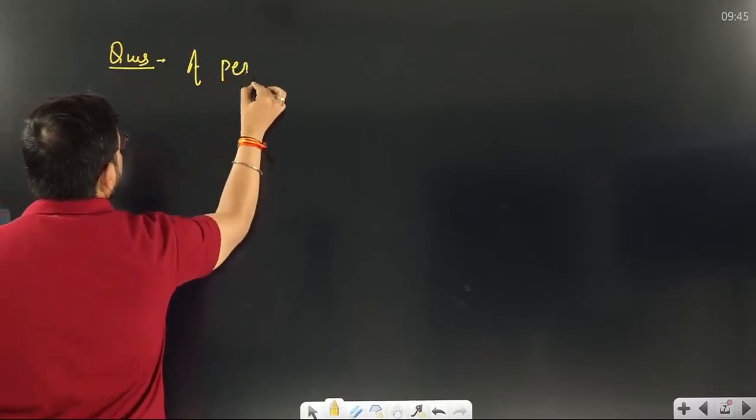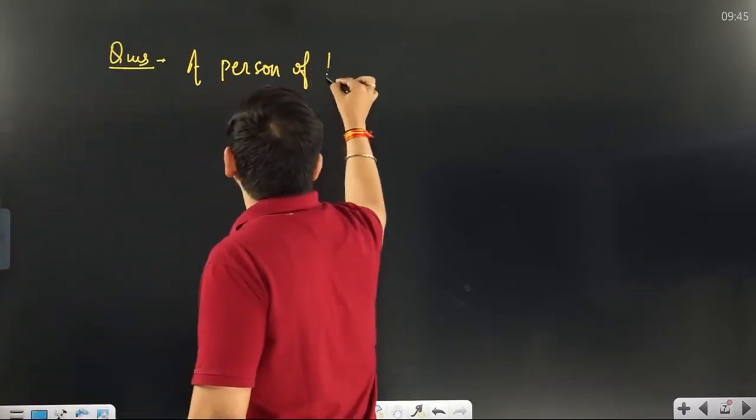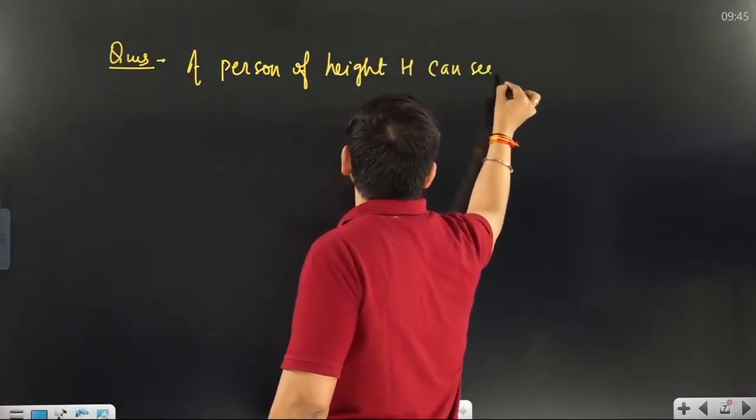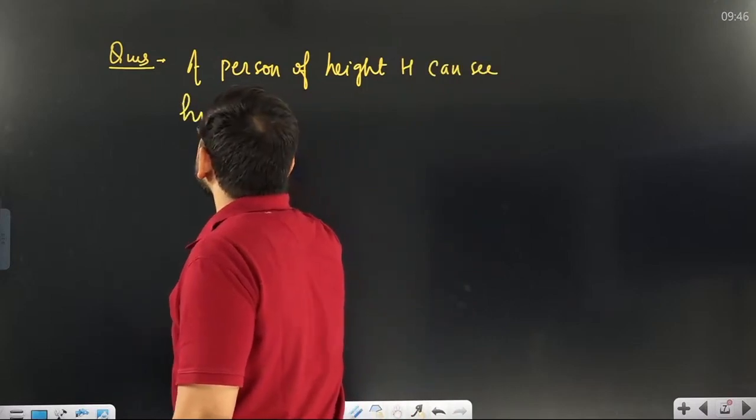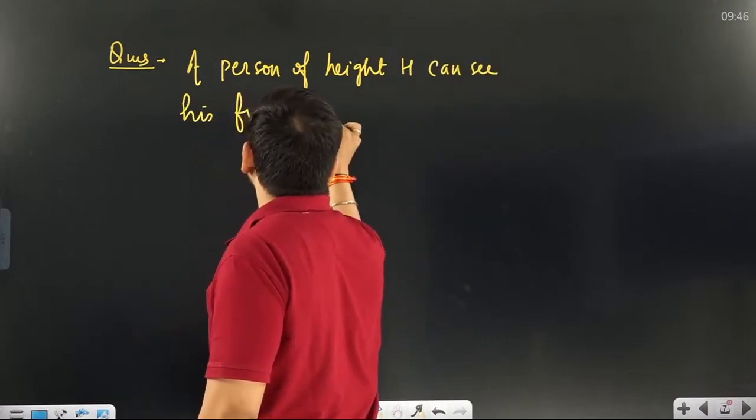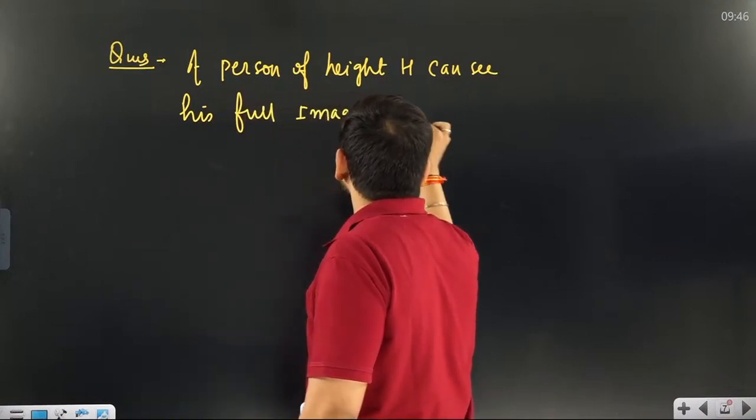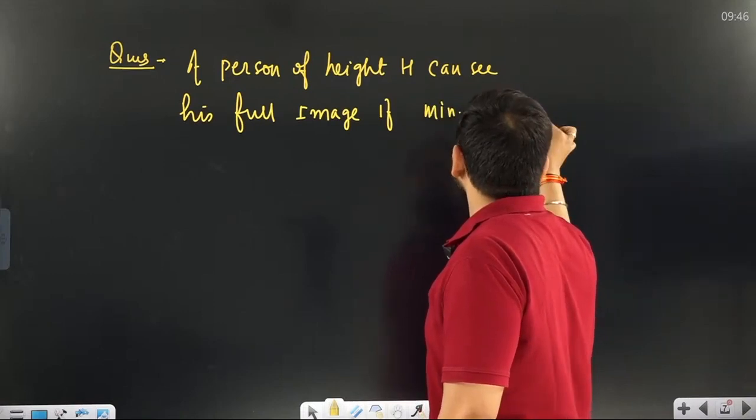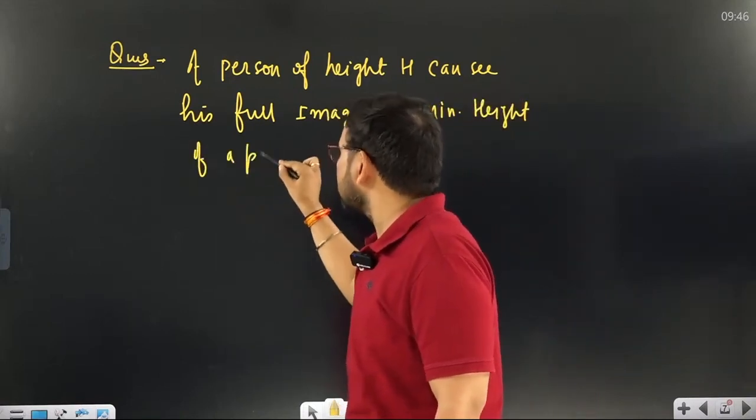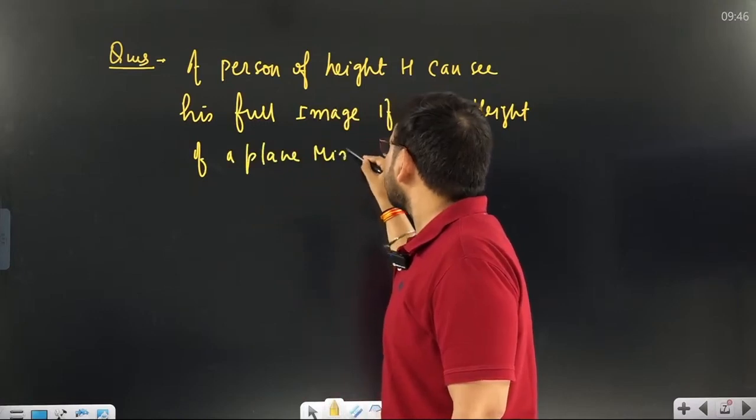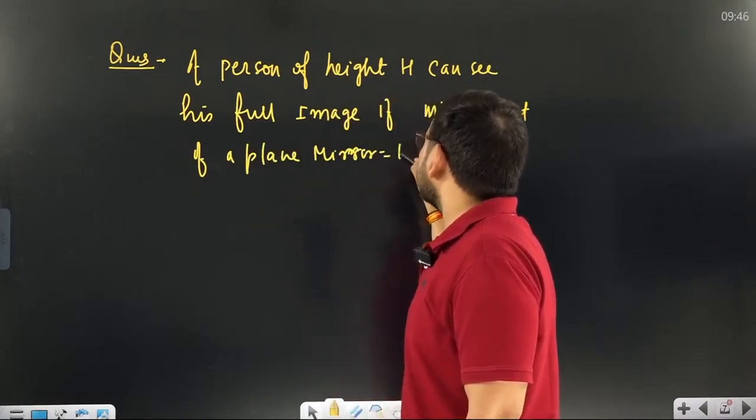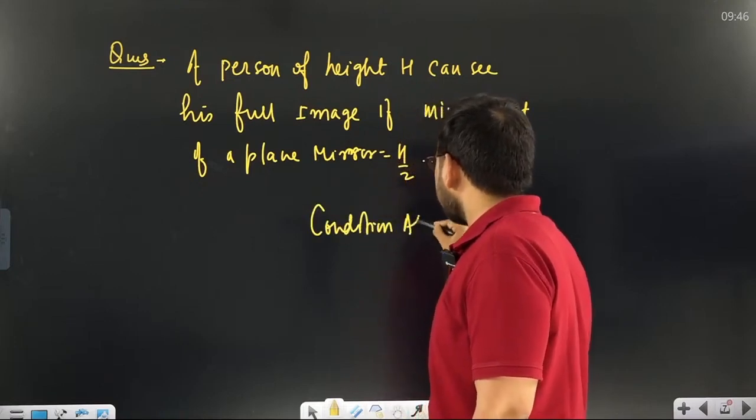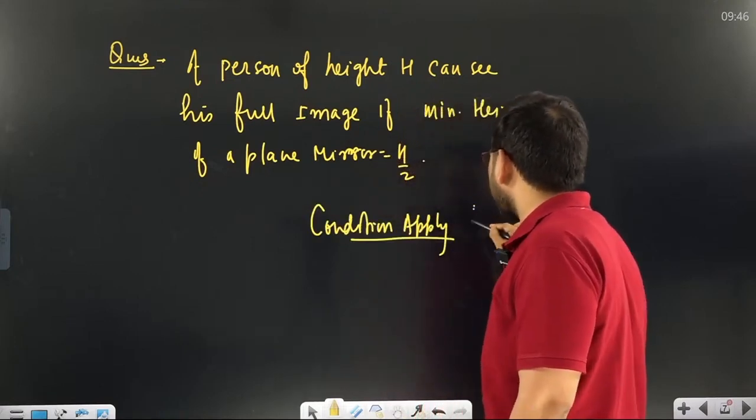A person of height h can see his full image if the minimum height of a plane mirror, we are discussing plane mirror today, is h by 2. But this comes with a condition apply. That condition you have to tell me, and that is your homework question for today.